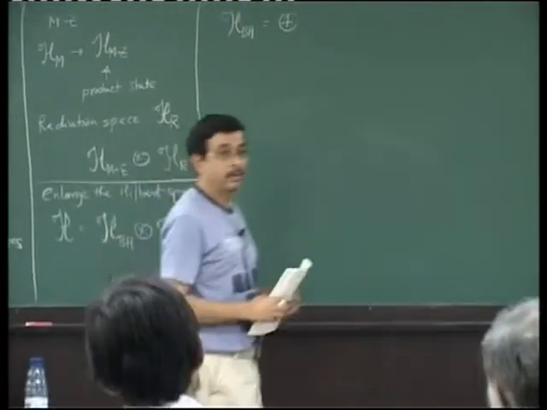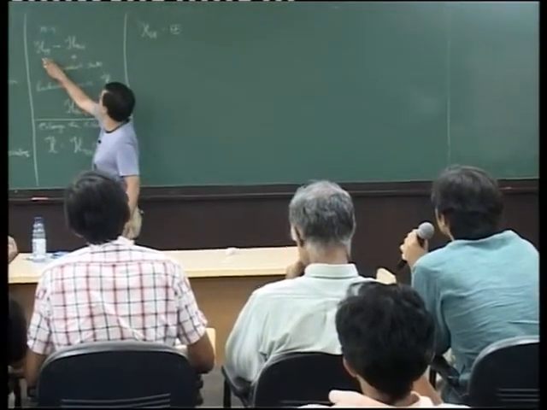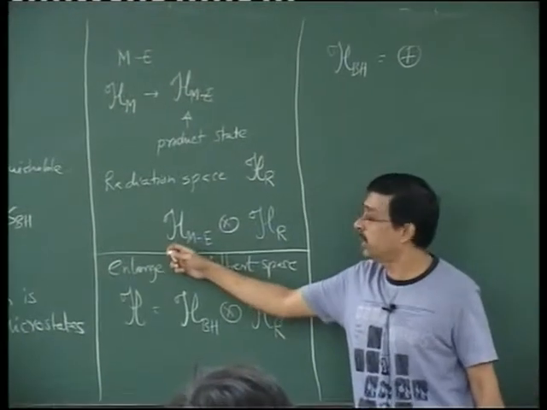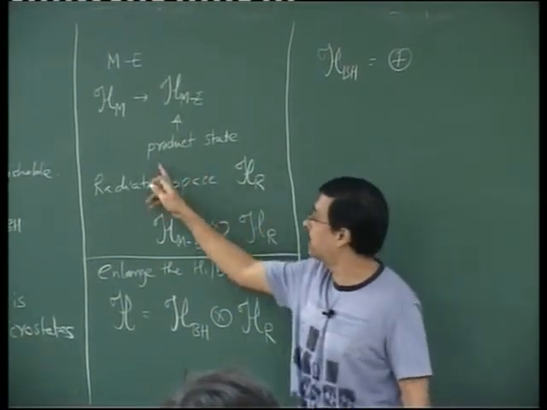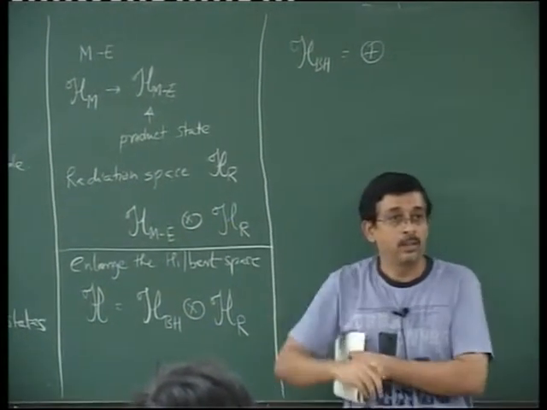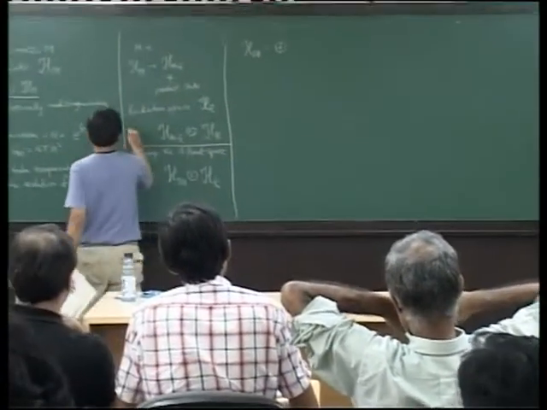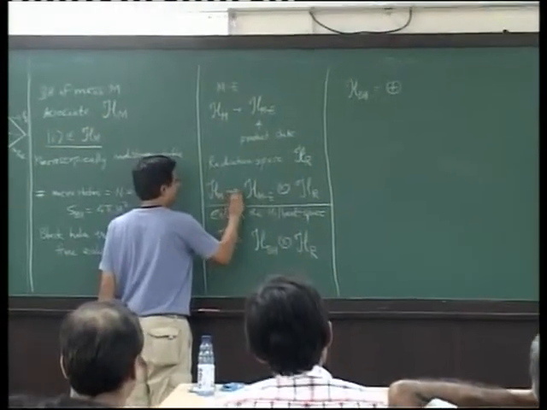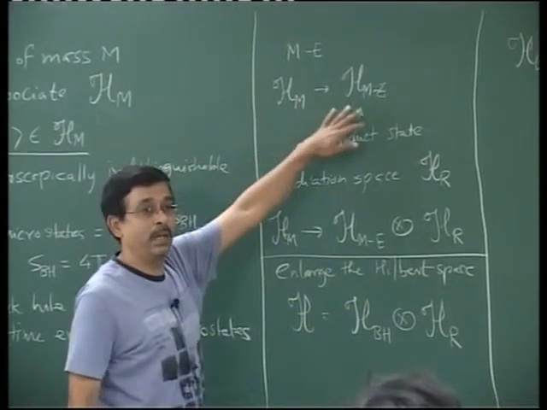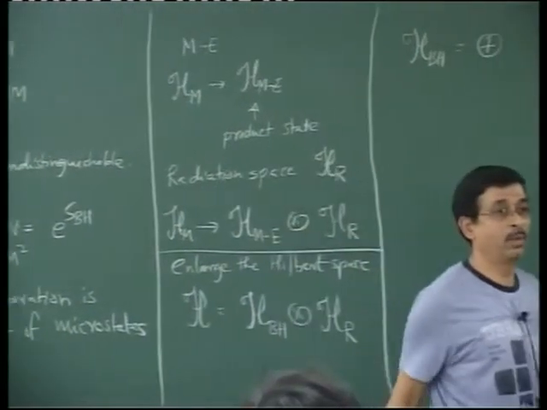It's not H_M to H_{M-E}; it's H_{M-E} to H_{M-E} cross H_R. That is right. I just said that H_M goes to H_{M-E} for the black hole. Then there is a radiation. So the total space in which this new product state belongs is H_{M-E} tensor H_R. So the time evolution operator does this. But if you look at only the black hole, then you go from H_M to H_{M-E}. You look at only the black hole and forget about the radiation.